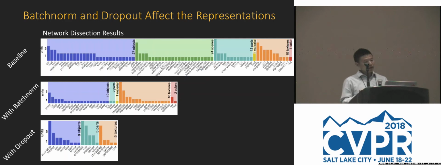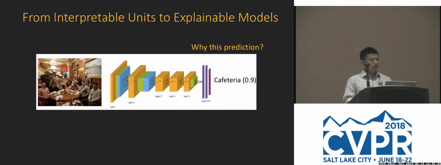So we further apply network dissection on the three networks, then we observe that the dropouts greatly reduce the number of interpretable units emerge inside the network. So now I would like to move from interpretable units to explainable AI models, because explainable AI model is a very important topic. Given a prediction, we always want to give some explanations why this network gives such prediction.